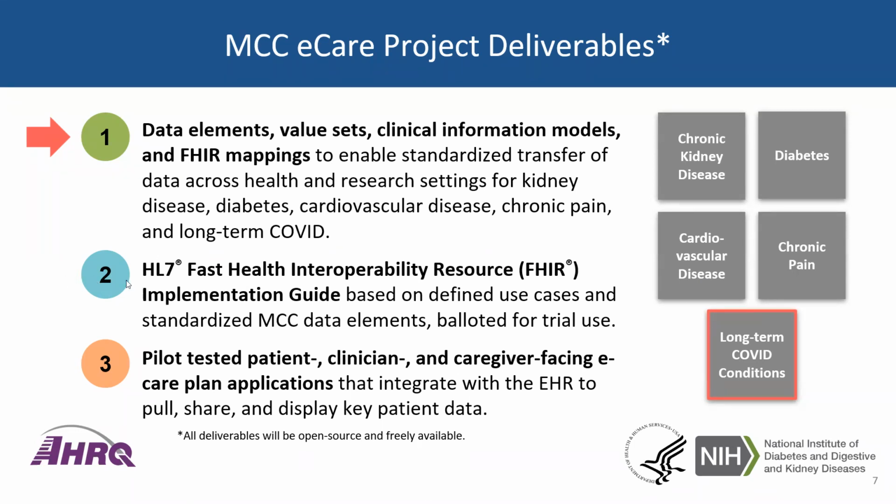The second deliverable is an HL7 Fast Healthcare Interoperability Resource, aka FHIR, implementation guide. And this basically defines use cases and the standardized data elements identified in deliverable 1 for implementers, providers. There's a large variety of stakeholders that will use an implementation guide for different things.